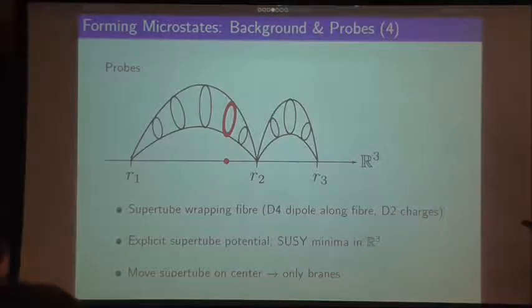And this D4 dipole can carry some extra charges, which are going to be D2 charges, which gives rise to a supertube. So a supertube, if this is not known to you, is basically just, in this context, a D4 brane dipole with some D2 charges induced on it by magnetic flux.